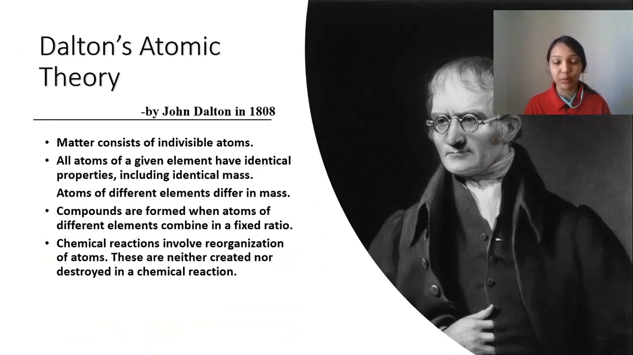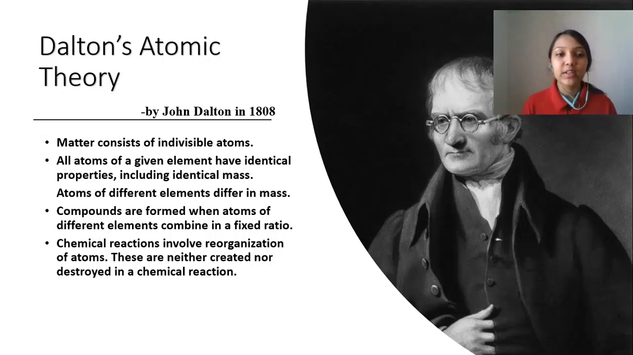Next was Dalton's atomic theory. This is quite important, and it was proposed by Dalton in 1808. So let us go through it one by one. He said that matter consists of indivisible atoms. That is, the atoms in matter can't be divided, and all the atoms of a given element are identical. That is, they have identical properties, including identical mass as well. And atoms of different elements are different from each other in mass, and compounds are formed when atoms of different elements combine in a fixed ratio.